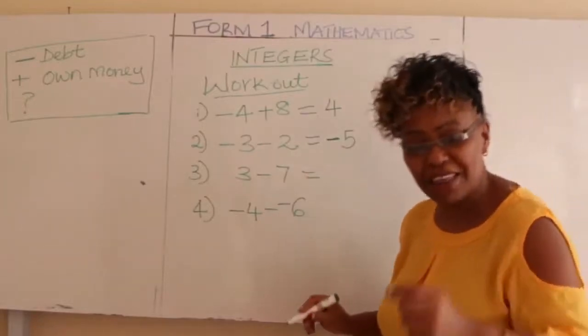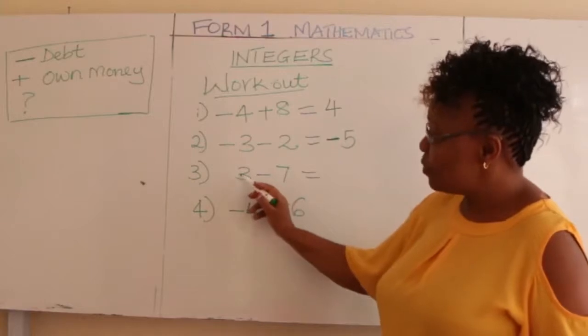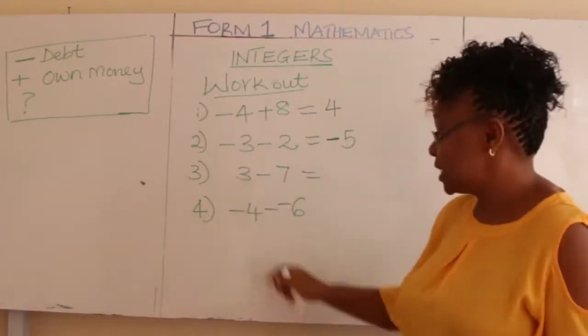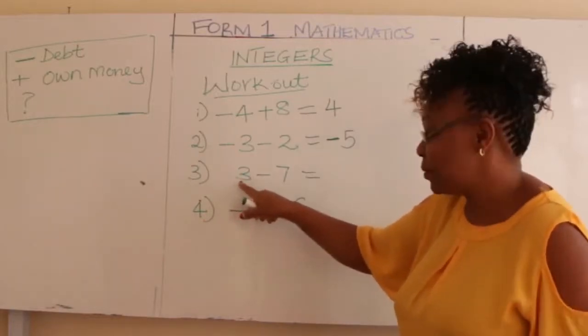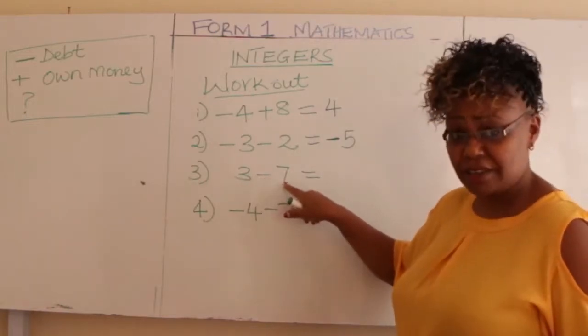We go to number 3. And you go and practice this later. If you have your own money, this is your own money, you can see this is positive here, even if it's not written. This is your own money, 3 shillings, for example. And you have a debt of 7 shillings.